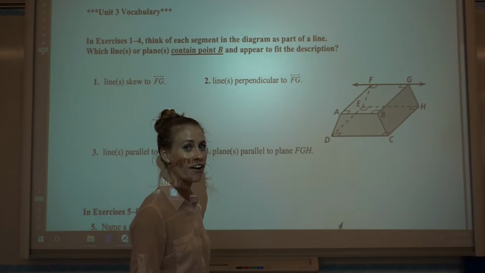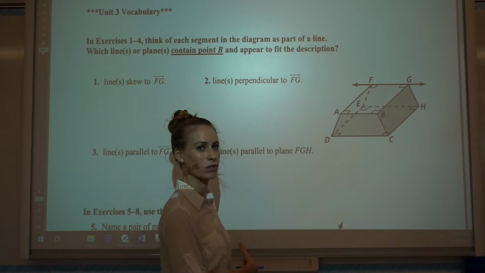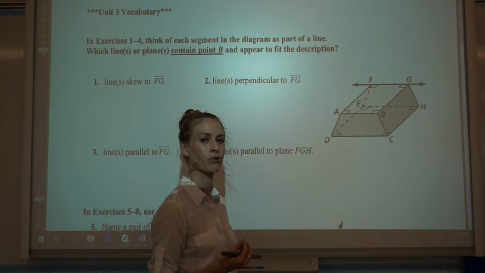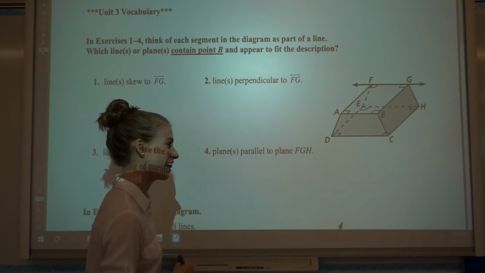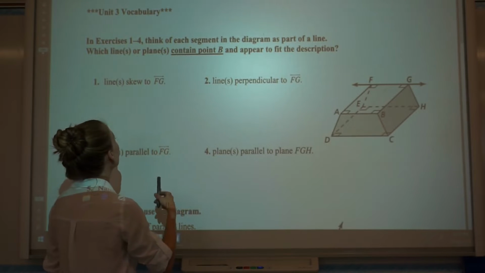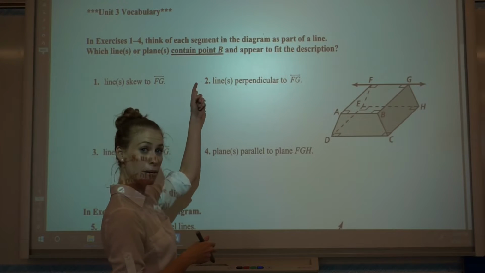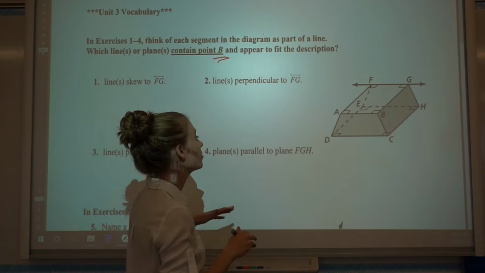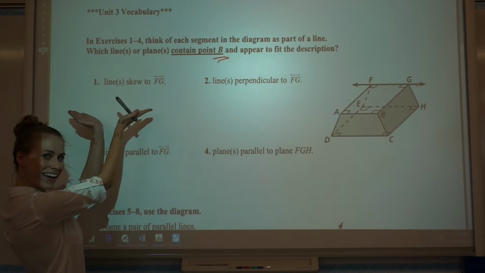So, since we've done our vocab now, let's go ahead and apply those terms into actual problems. Make sure you get out your notes for section 3.1 and 3.2. Okay, let's go. In exercises 1 through 4, they're asking us which lines or planes contain point B and appear to fit the description. So let's look at number 1.